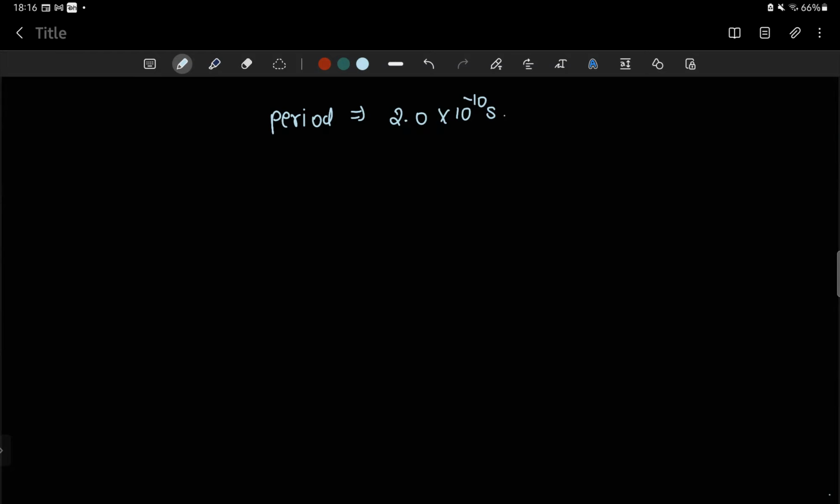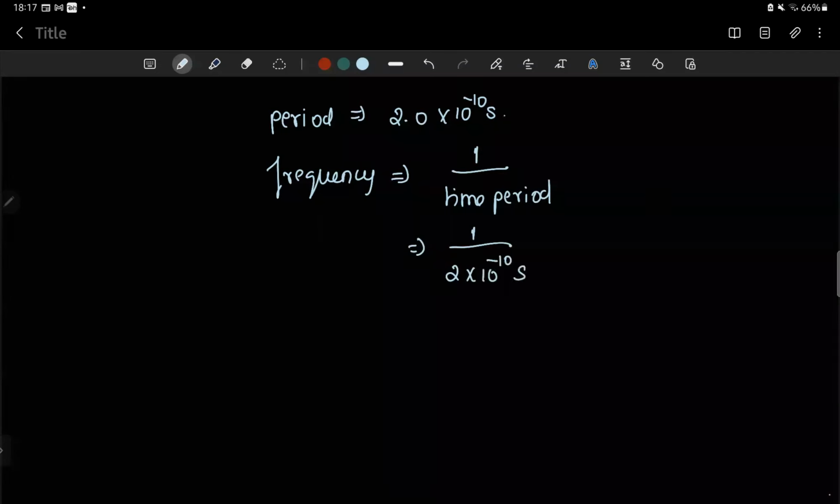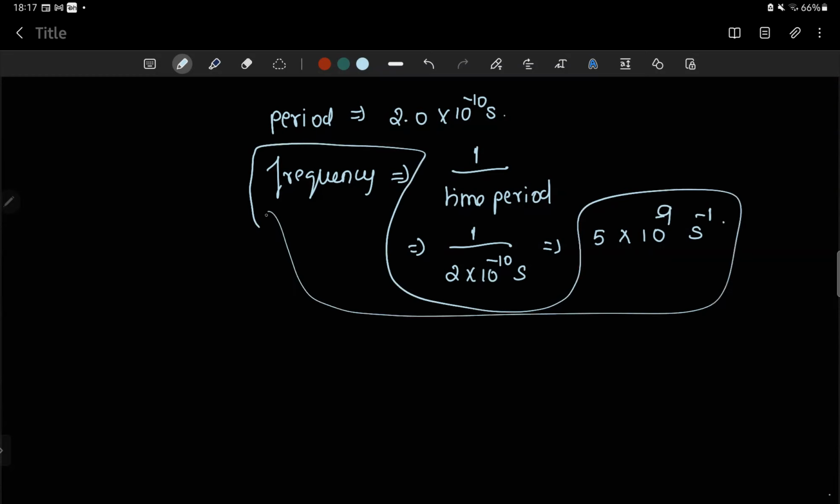Frequency is equal to 1 by time period. Very good. Who said this? Srikriti. Very good. Frequency is equal to 1 by time period. So 1 divided by 2 into 10 to the power minus 10 seconds. Okay? So 2 here, 1 here, so 5 into 10 to the power minus 10 goes up and becomes plus 10. This comes to 0.5, so it becomes 5 into 10 to the power 9 second inverse. So we got the frequency: 5 into 10 to the power 9 second inverse.